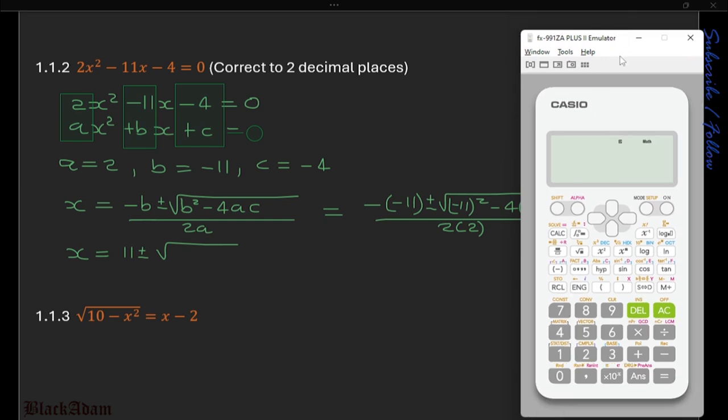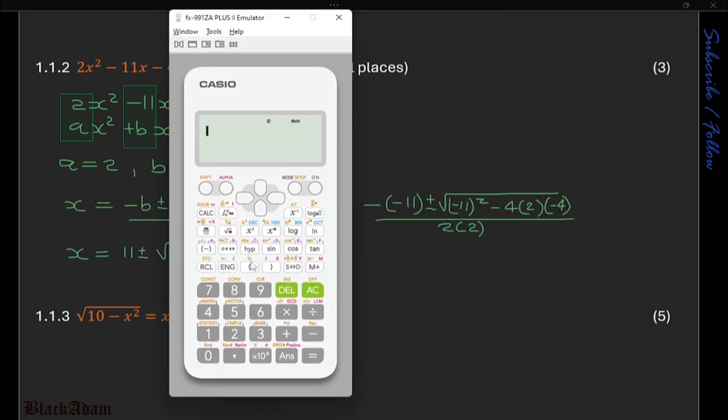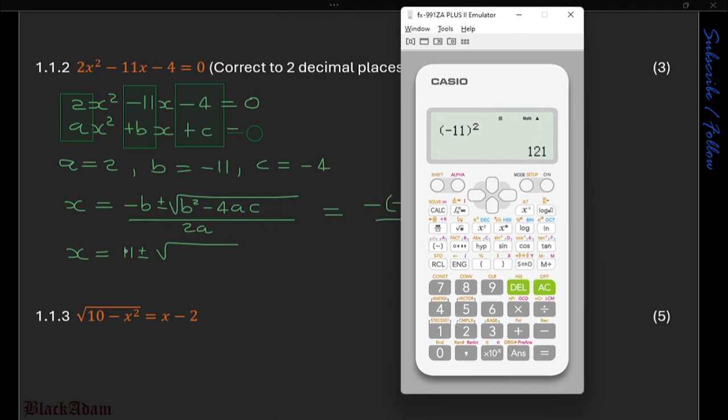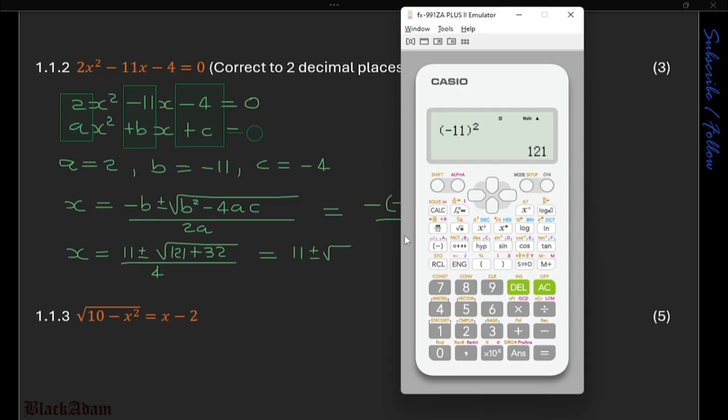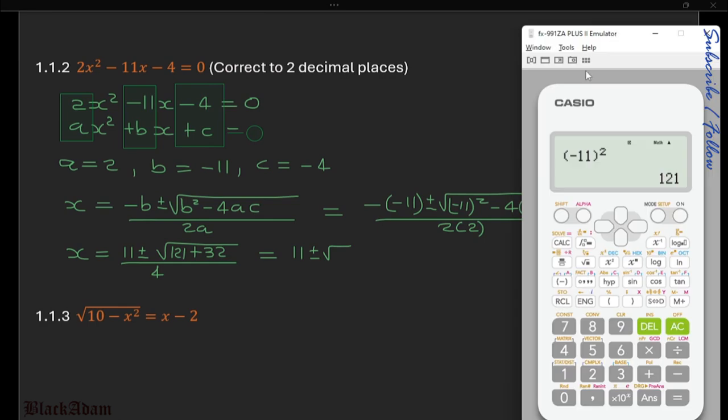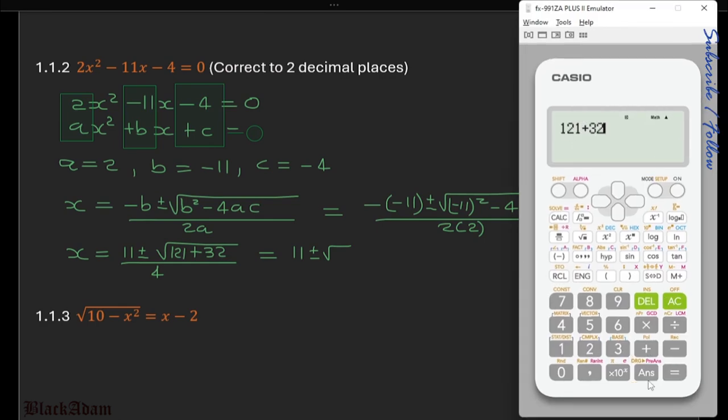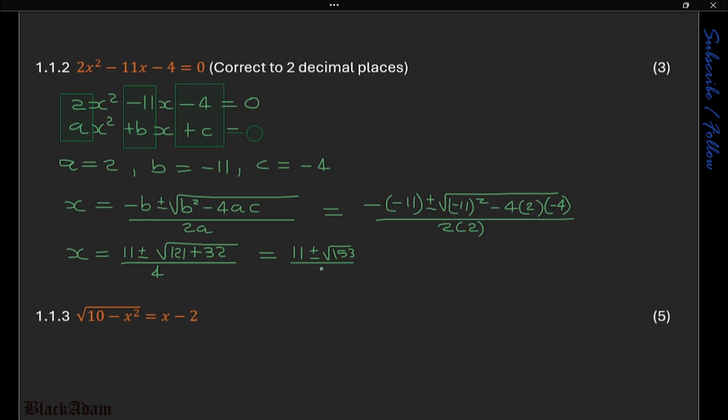Okay, so let us check. That's negative 4 times 2 times negative 4, giving us negative 32. And then negative 11 squared is 121. So 121 plus 32, and that's all over 2 times 2, which is 4. So we have 11 plus or minus the root of 121 plus 32, that's 153, all over 4.